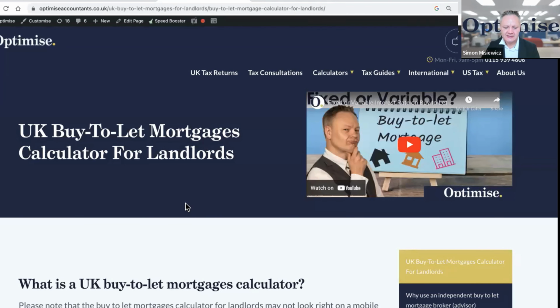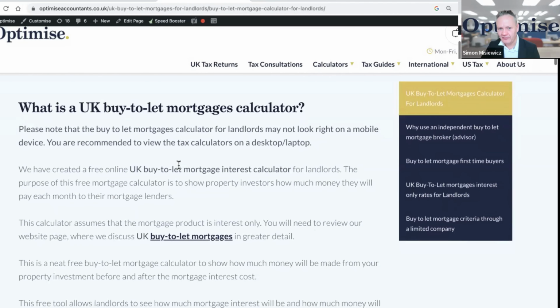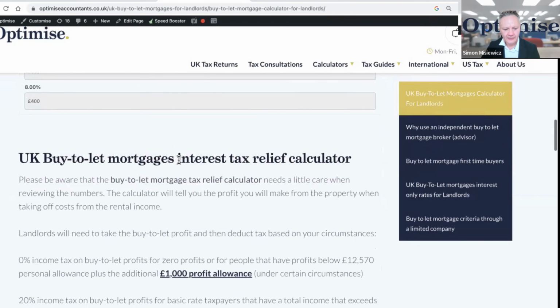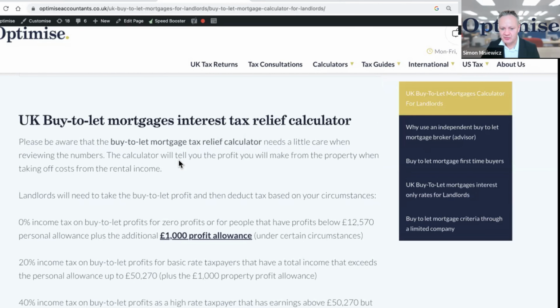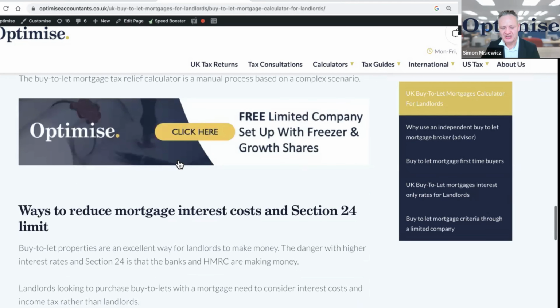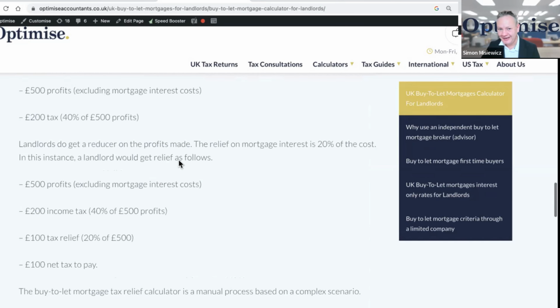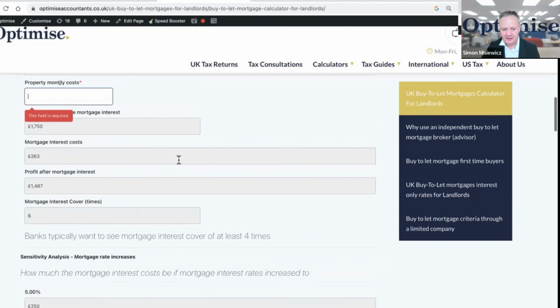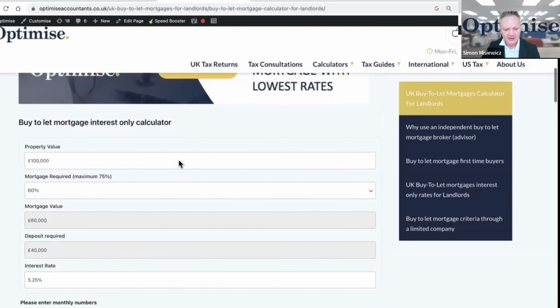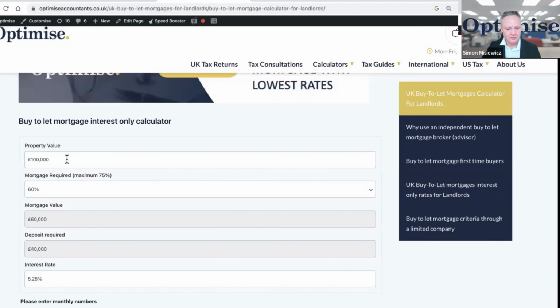So in this article, there is a built-in calculator, but it has some useful information for you to look at. It talks about the calculator itself. It's got a bit about mortgage interest relief and talks about section 24 as well. But you're here to look at the calculator and how it really works. And I've got an example here. I'm just going to enter some data with you so you can follow along and do the same thing, but for your property would be better.